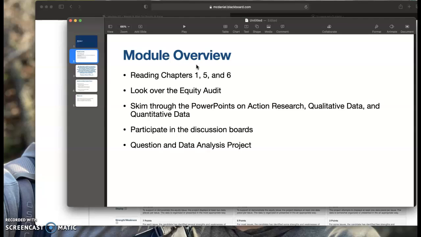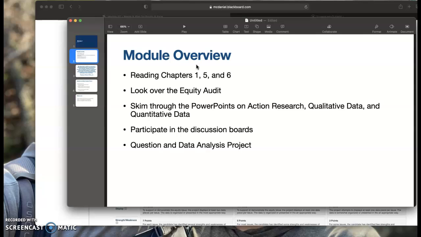Then skim through the PowerPoints. There's 3 of them in the module overview. One's on action research, one's on qualitative data, and one's on quantitative data. There's also a data sort that's an optional activity just to help you know the difference between qualitative and quantitative data. We'll use both in this course.